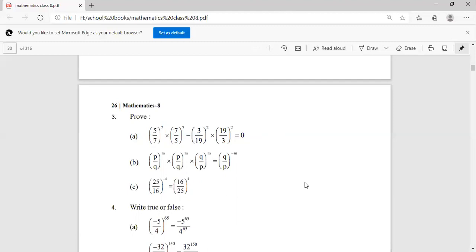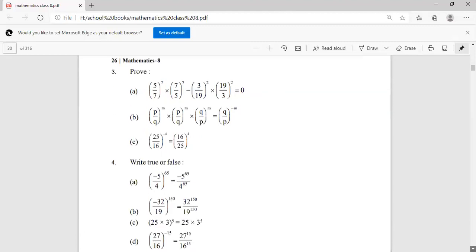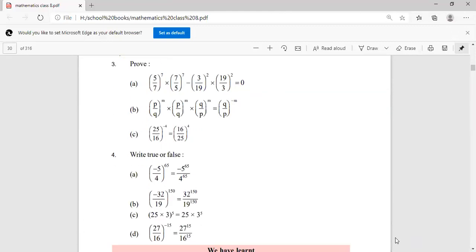The next part is also the same. You have to solve the left hand side part, and you have to find the right hand side part value as q by p whole to the power minus 1, whole to the power minus m. The third question is the same, and the fourth question is also the same. You have to solve both the left hand side part and the right hand side part.